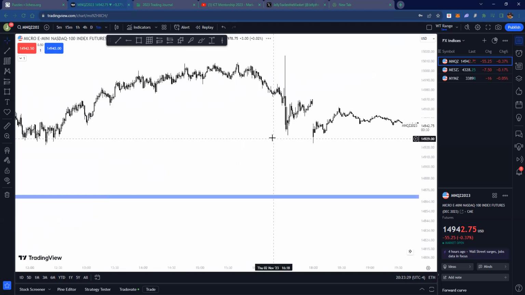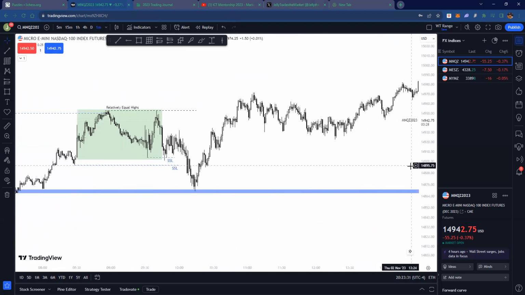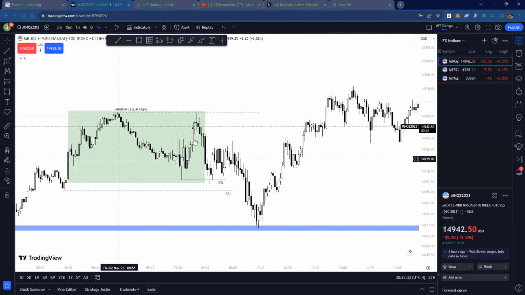So on the 1 minute, price is in an accumulation right here. And we also go into another accumulation right here. Look at this, this is 9:45, 9:55. Look at that. This is the volatile hour. This is the time of day where, if you trade NQ, it is very volatile.